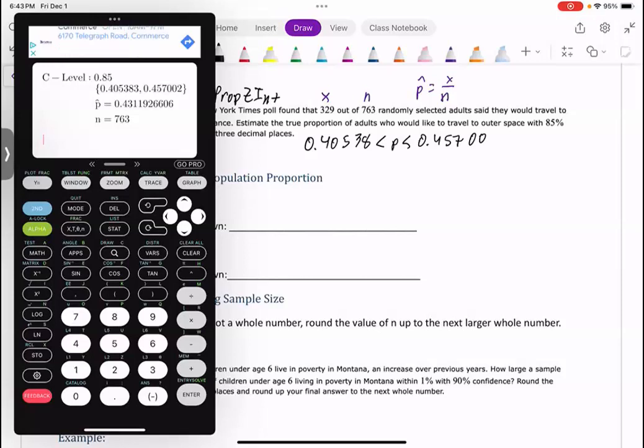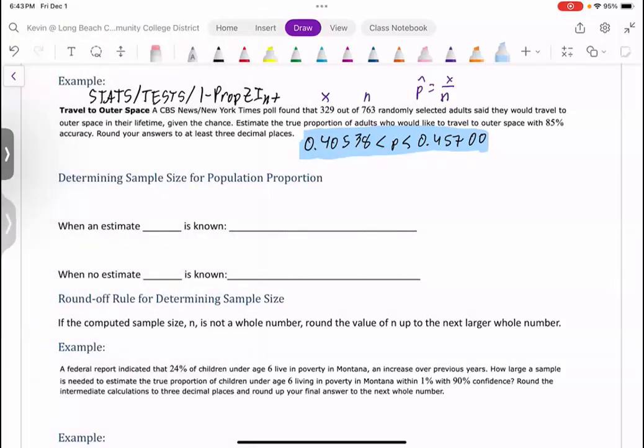All right. So this is just a matter of knowing which test you need to run or which interval you need to run. Some calculators may be in a different place. If you have a Casio, it might be a little different. But it's all there for sure if you have a graphing calculator.